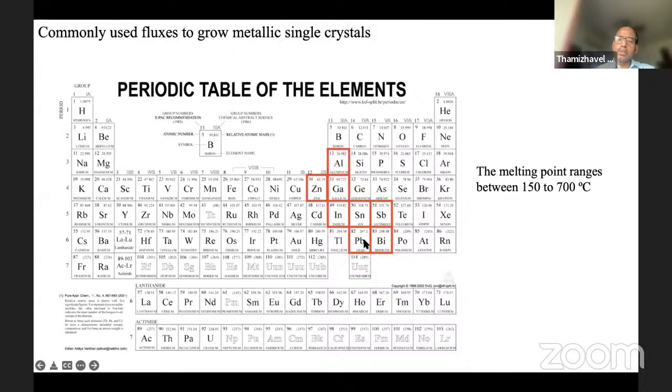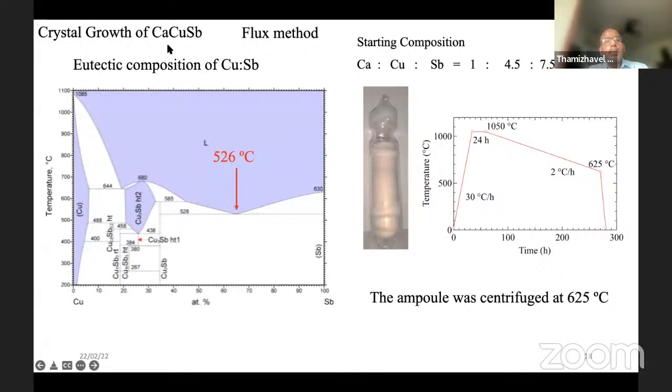And it is better to use one of the constituents as a flux, which is called the self flux. So if you're using a third or fourth element as a flux to grow single crystals by the flux method, then the question of impurity concentration entering into the crystal comes into the picture. So for example, we have grown this calcium copper antimony by employing a flux method. In this case, we can use antimony as a flux to grow this crystal.